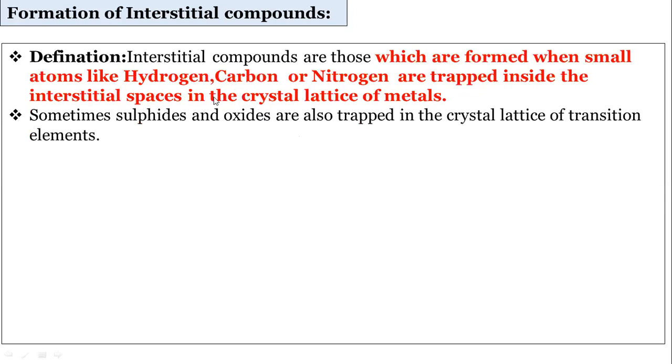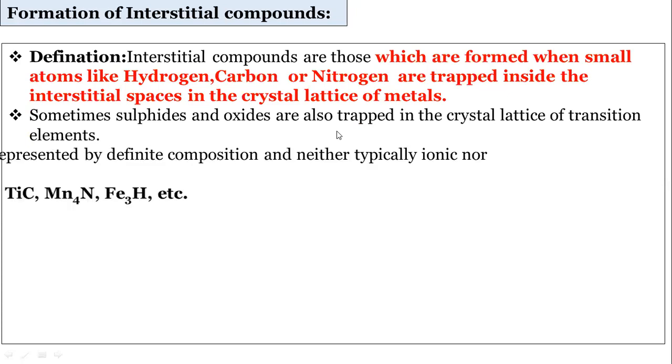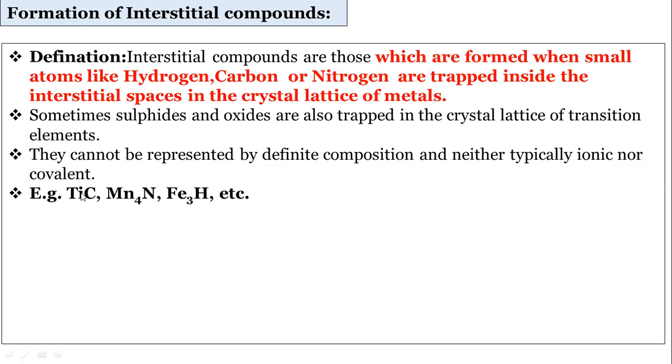So hydrogen can be trapped, then nitrogen, and carbon, sorry, not carbon dioxide, only carbon, hydrogen and nitrogen are trapped. Sulfides and oxides are also trapped during the formation of crystals. So some examples of interstitial compounds are given. They cannot be represented by a definite composition, remember, and they are neither typically ionic nor covalent.